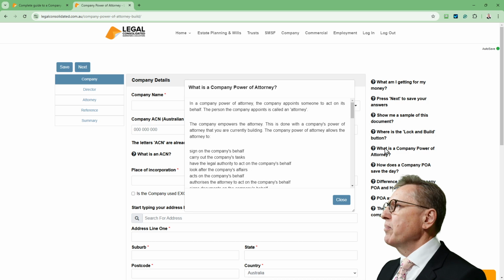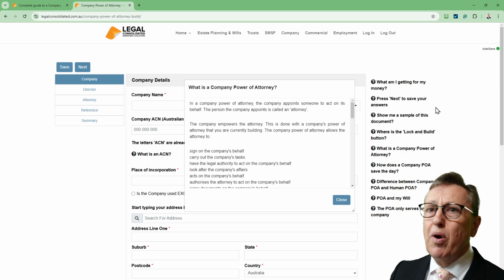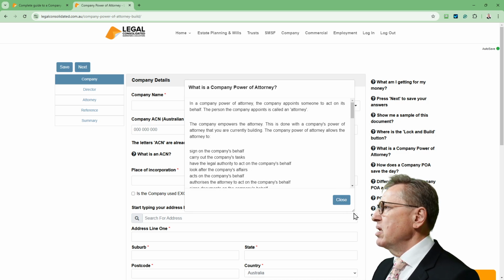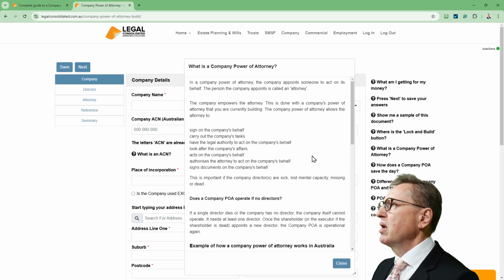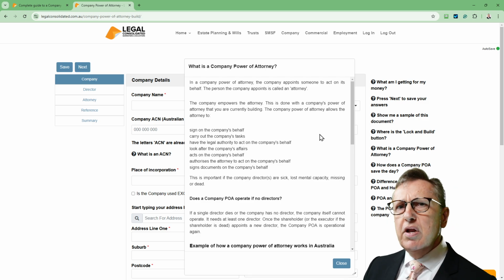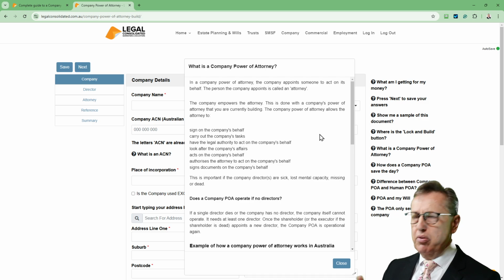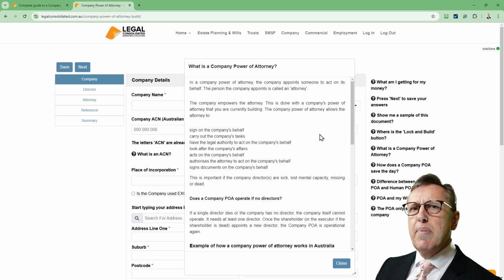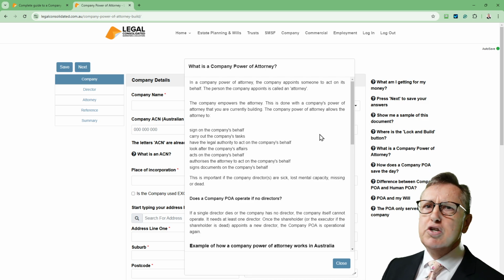But what is a company power of attorney? So we're really looking at the company giving power to a human being. I'm going to use the expression human rather than person. So it's a company giving a power of attorney to a human being, not an enduring power of attorney.